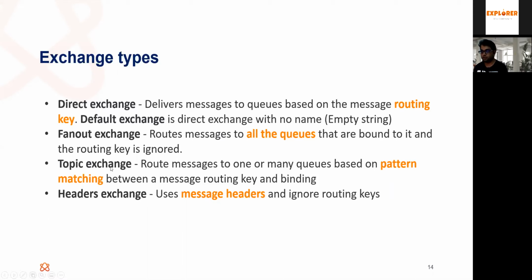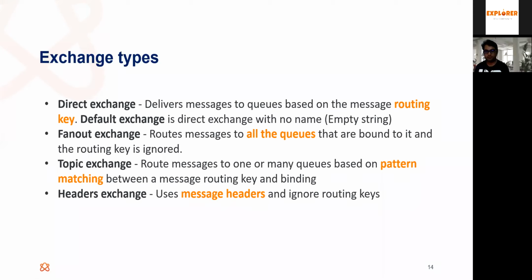The other one is topic exchange. Topic exchange is like an advanced version of direct exchange. In a direct exchange, it uses the routing key only, but here it can use routing key based patterns, like an asterisk, so wildcard matching can be done. Based on that, it will send the messages to queues. And there is a fourth one, that is message headers. When we send a message to RabbitMQ, we can include headers. So we can ask it to route based on those headers, and the routing keys will be ignored. So those are the four exchange types.